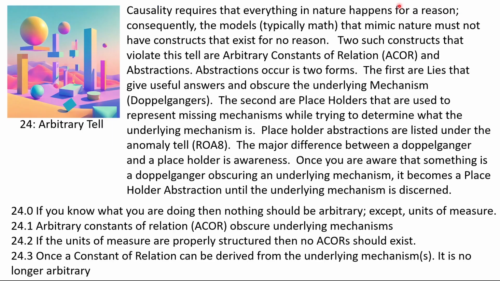And this is the definition of the arbitrary tell. I'm not going to read the whole thing to you. You can read that on your own. Basically, if you know what you are doing, then nothing should be arbitrary except units of measure. Arbitrary constants of relation obscure underlying mechanisms. If the units of measure are properly structured, then there should be no arbitrary constants of relation. And once arbitrary constants of relation are derived from underlying mechanisms, they are no longer arbitrary.